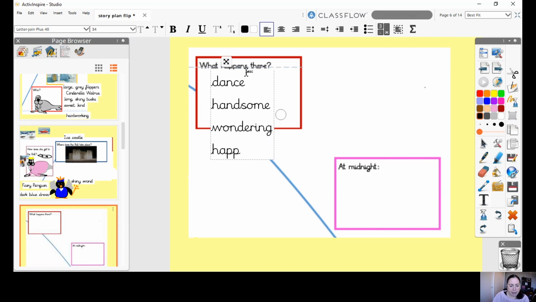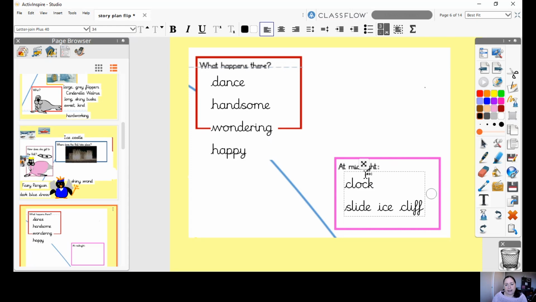I might just write happy because they are happy. They're falling in love, which is lovely. It's what all walruses want to do. Right, then at midnight, well, I think there's going to be a clock that's going to chime midnight. So she's going to hear that. She's going to slide down an ice cliff.